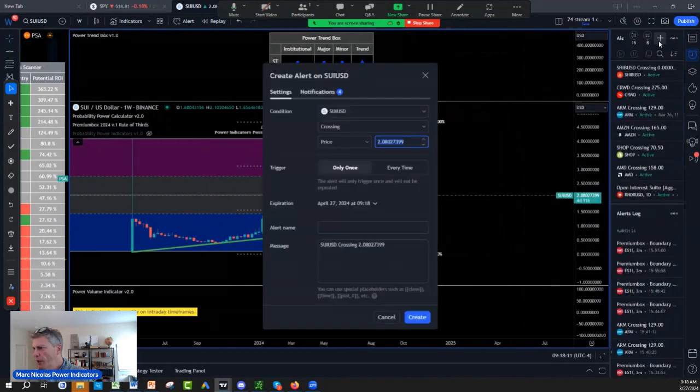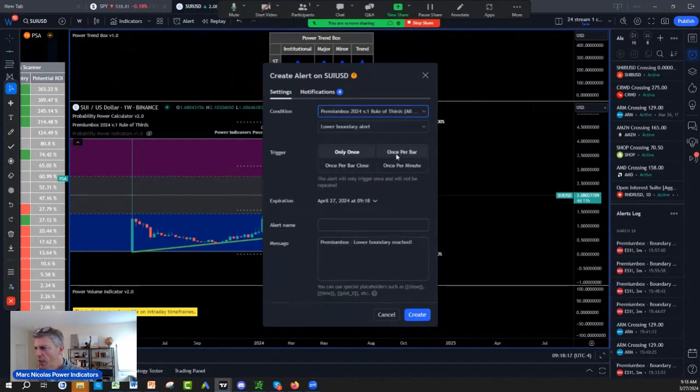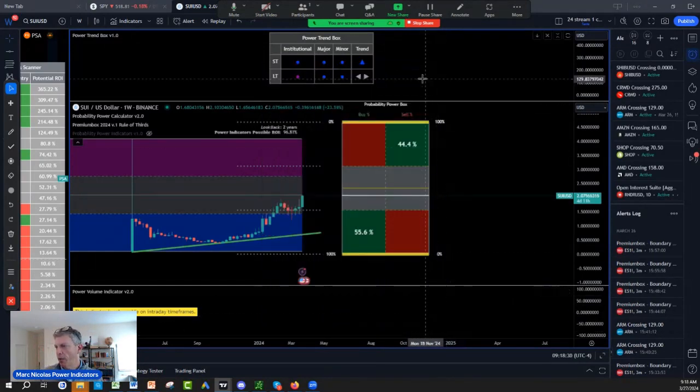And you can do alerts with the probability power indicator as well. Here, you put the plus sign, and you can say, alert me when you have the edges of the probability premium box, once per bar. And you can say, lower boundary. In this case, I want to exit my SUI position at 4.5, so I will say ring on the upper boundary.